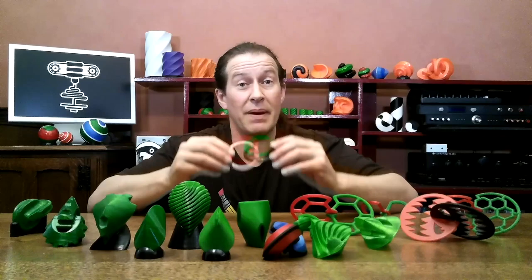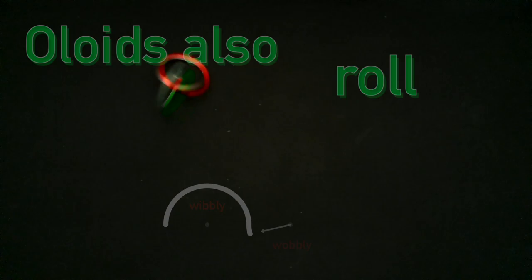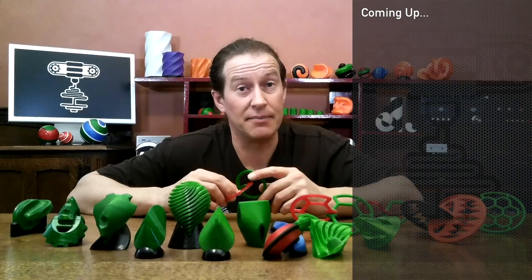Now, this is just a basic bare bones oloid, and that's all you need to make something that rolls. And like sphericons, they roll in a wibbly wobbly way. These disc oloids, as I've been calling them, are really easy to design and print, and you can have a lot of fun coming up with your own patterns.